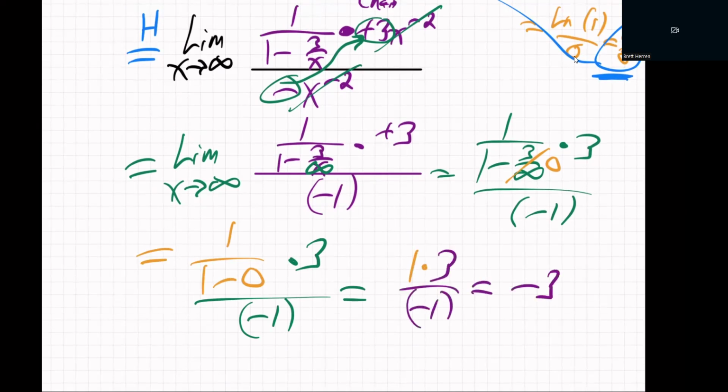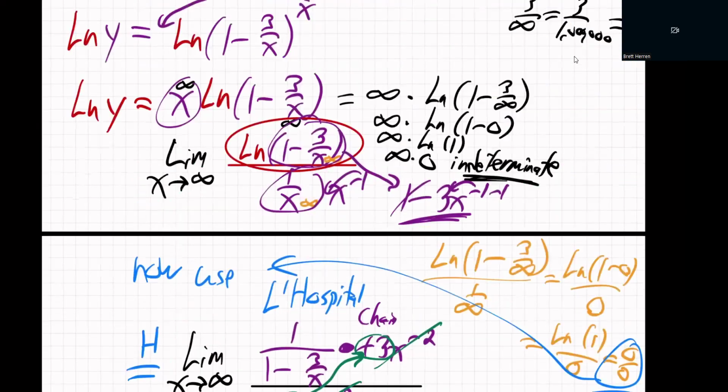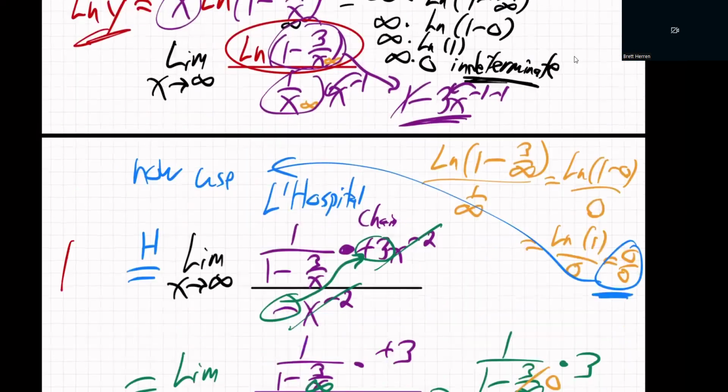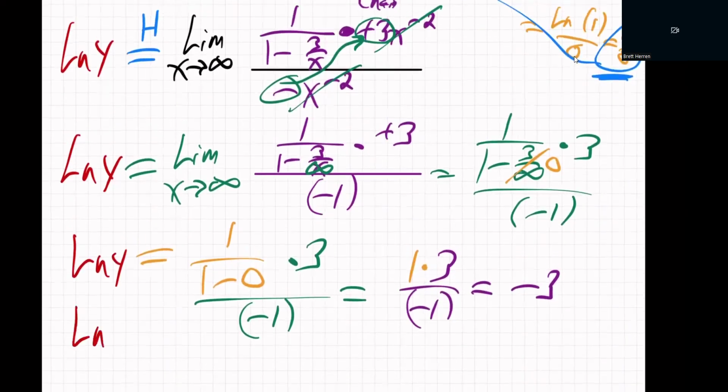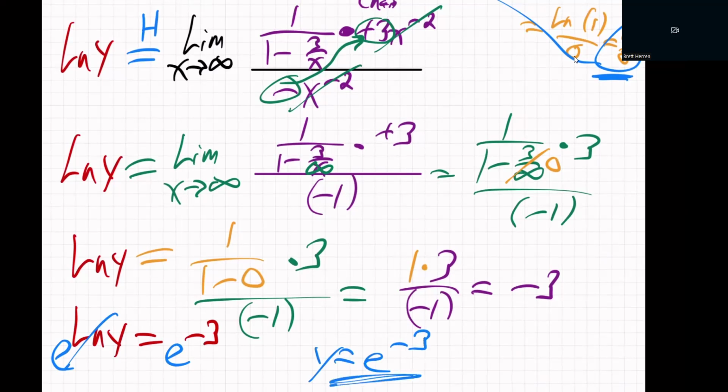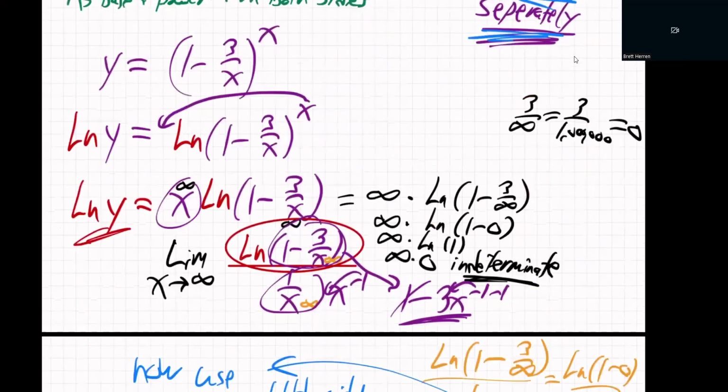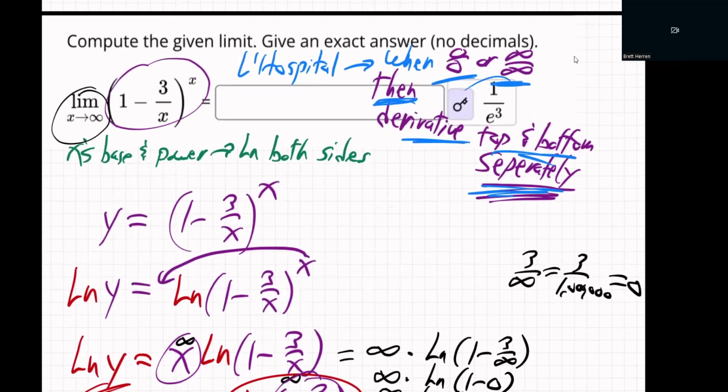But careful, that's not our answer yet. Remember, all along, this is ln y. Whenever we do ln of both sides, at the very end, we go, okay, so now I've got ln y is negative 3. I've got to get rid of that ln y, so e both sides. Bye-bye. So y equals e to the minus 3. So here's what you do at the end. That's the answer on this, or 1 over e to the third, same thing. That's how you have to end those. And so there we go.